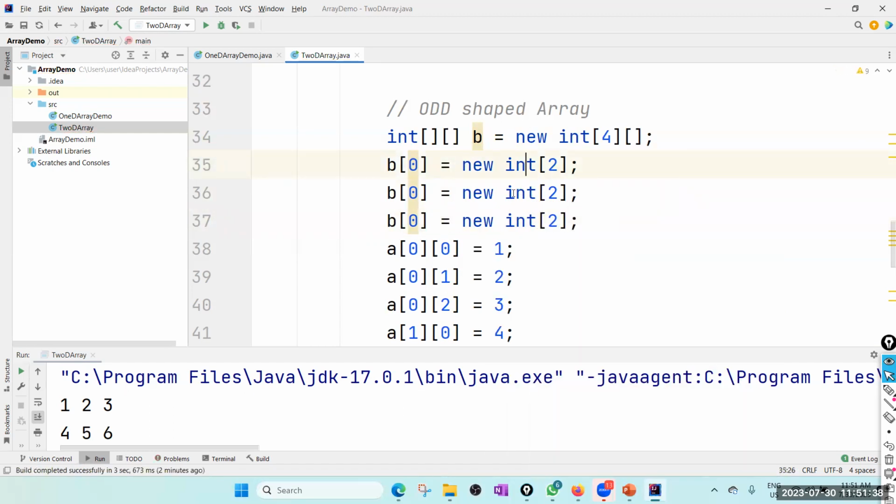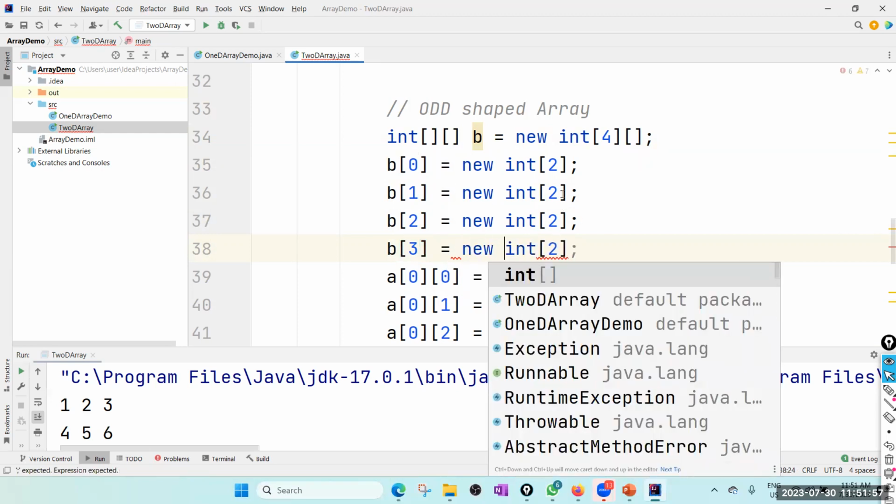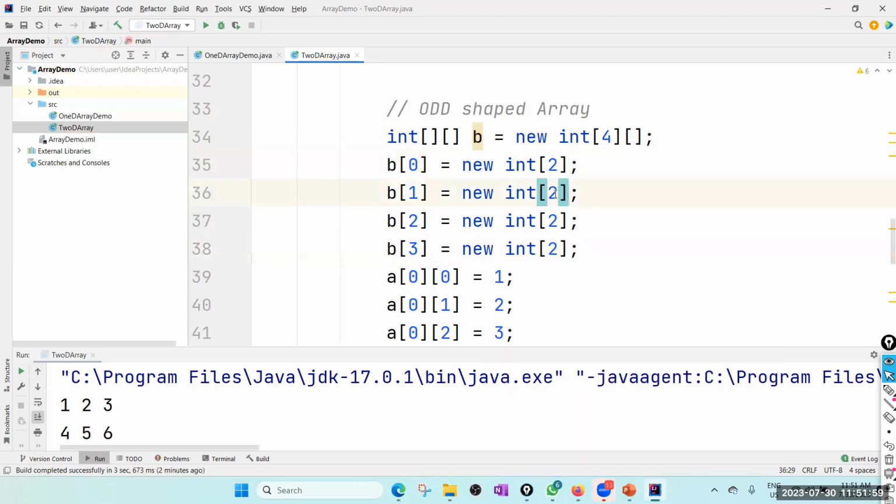This is 0th row, first row, second row. Third row. So let's say 2, 3, 2, 4, 1, and 3. Another 4.